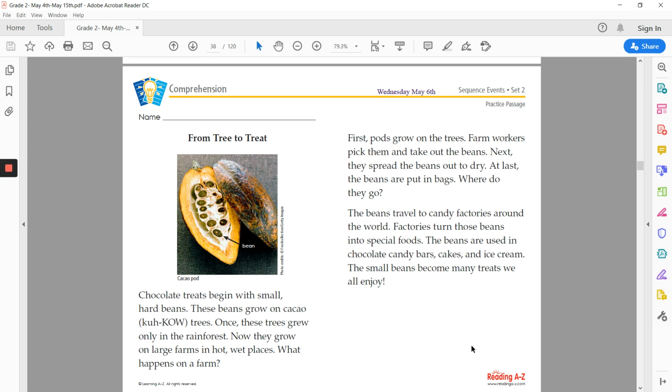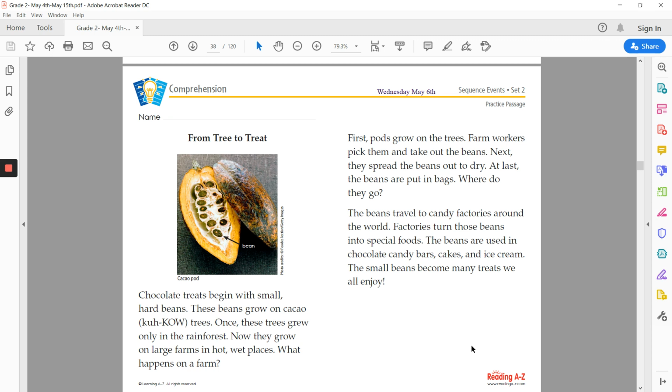From Tree to Treat. Chocolate treats begin with small, hard beans. These beans grow on cacao trees. Once these trees grew only in the rainforest. Now they grow on large farms in hot, wet places. What happens on a farm? First, pods grow on the trees. Farm workers pick them and take out the beans. Next, they spread the beans out to dry. At last, the beans are put in bags.